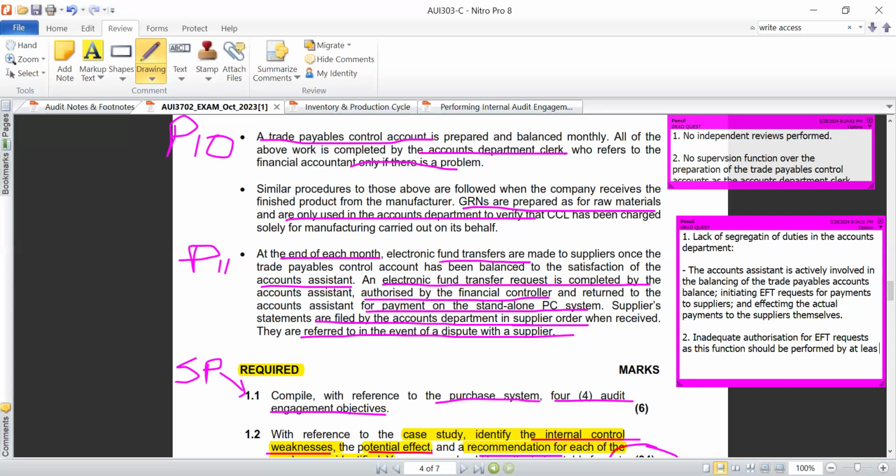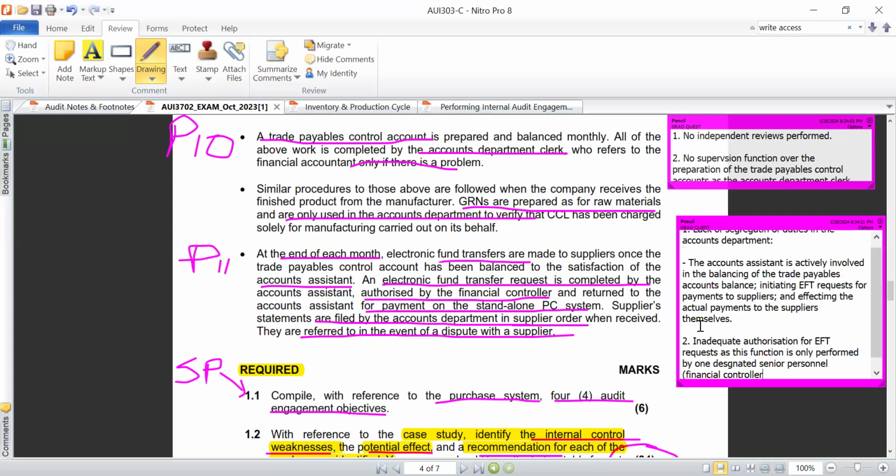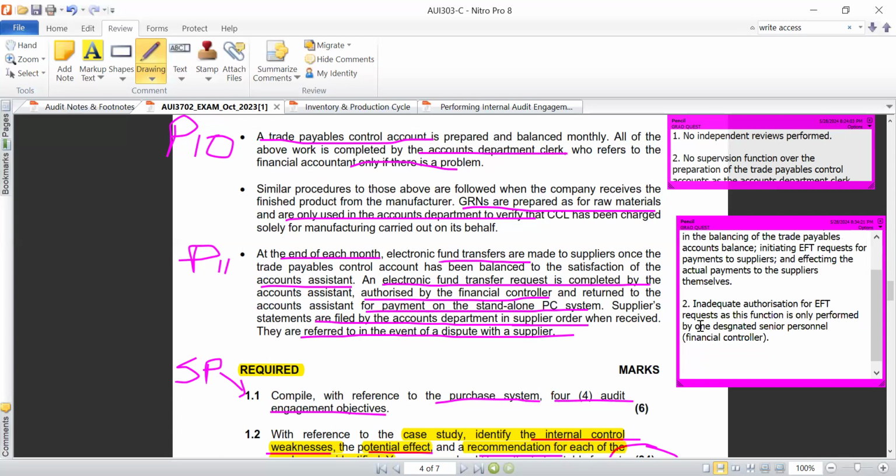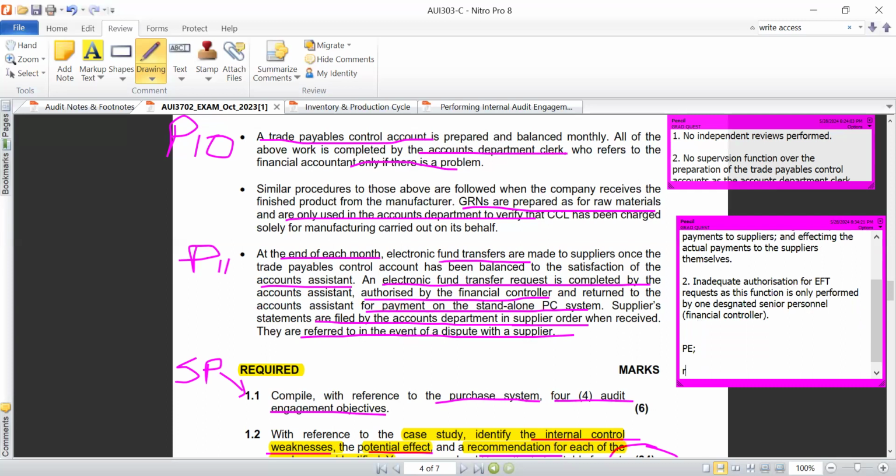But then the weakness is inadequate authorization for EFT requests, as the function is only performed by 1 designated senior personnel, and then in brackets, that's the financial controller. But this should have been done by the accountant anyways, or the finance manager. Okay, then you have to think of the potential effects. And then the recommendation, as I stated, would be like this.